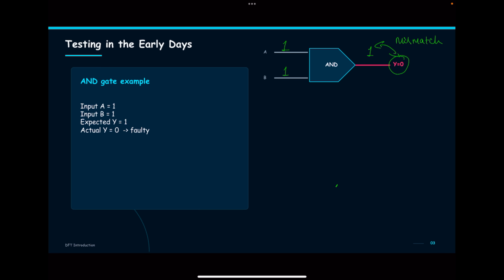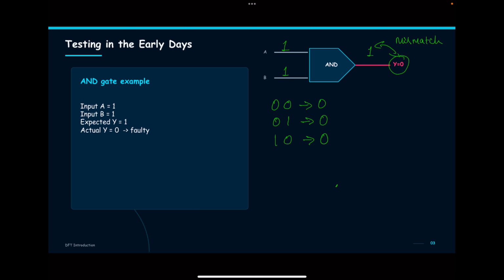This is one combination we have checked. What are the other combinations we need to check in this chip? 0 0, 0 1, 1 0. When it is 0 0, the expected output is 0. Here also it is 0. When it is 1 0, the expected output is also 0. So here we have covered 100% of the design, in the sense of all the input combinations.